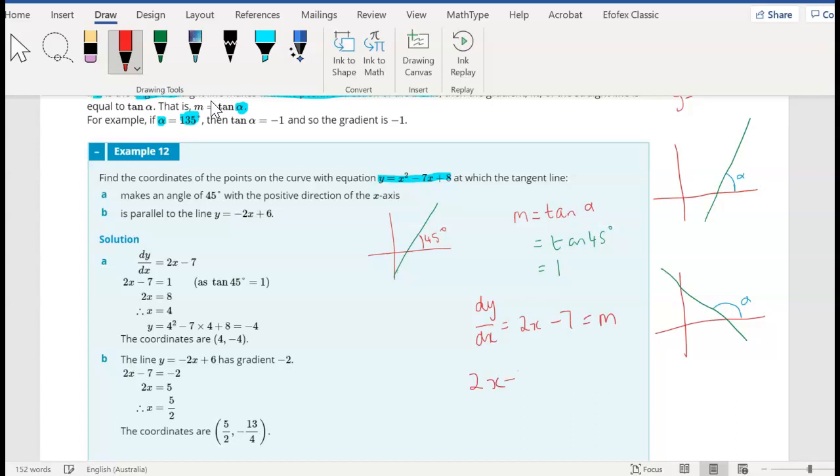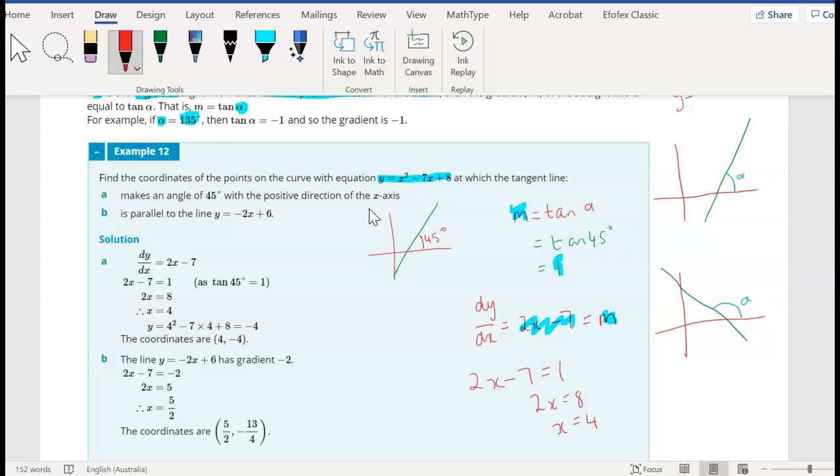So 2x minus 7 is equal to 1. All right, because I've got m equals 1 here, and 2x minus 7 equals m. So the two of them equal m. So 2x minus 7 equals 1. And then we just solve for x. So solving for x, we get 2x equals 8. So x is equal to 4.